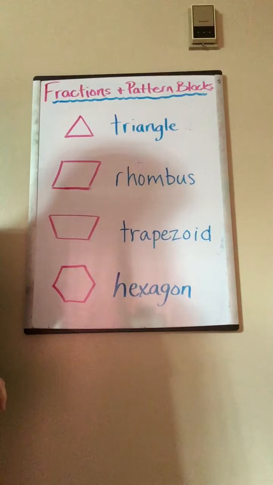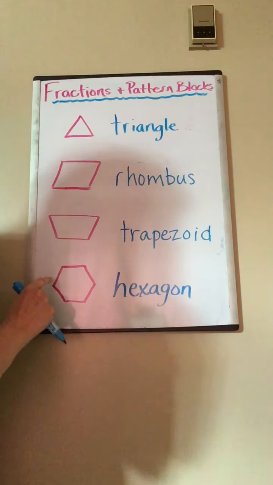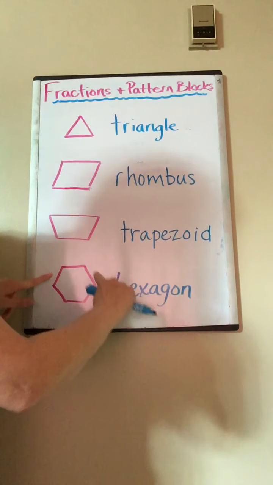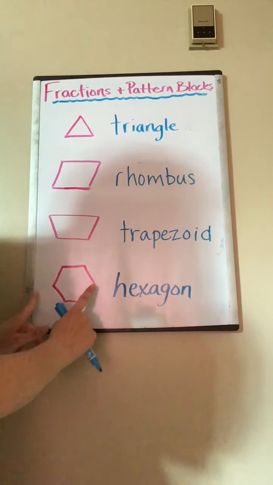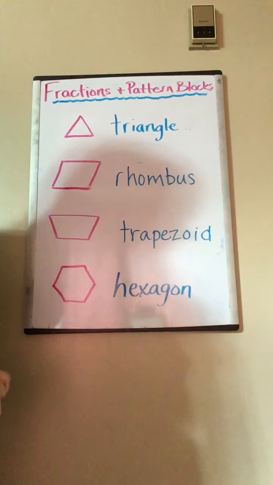Let's take a look at a hexagon. Does a hexagon have any parallel lines? Well, let's see. Are these 2 lines parallel? Nope. Are these 2 lines parallel?